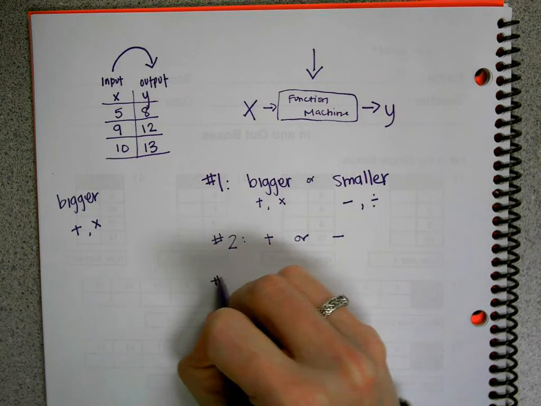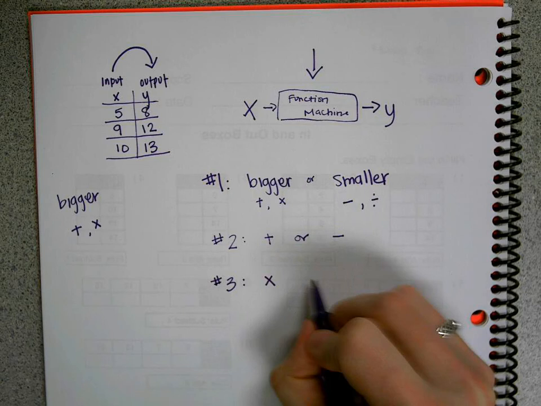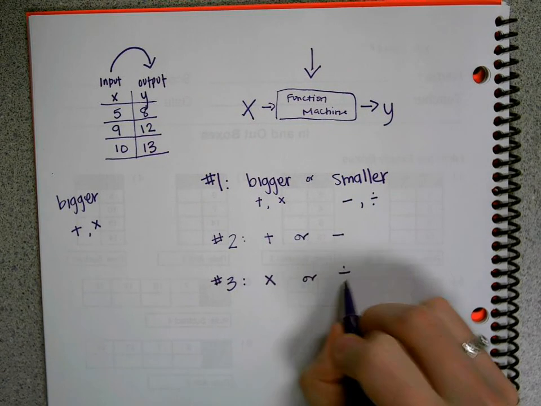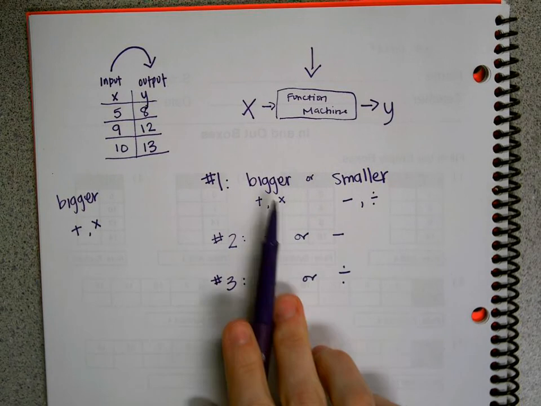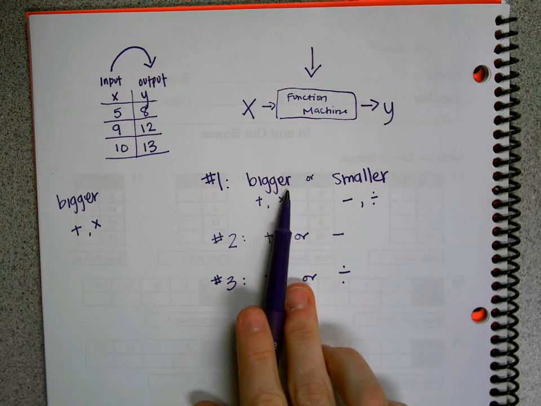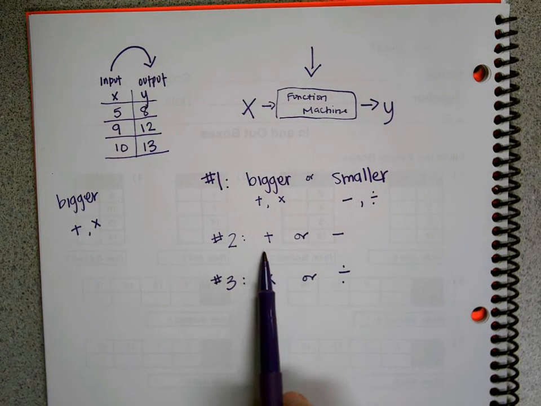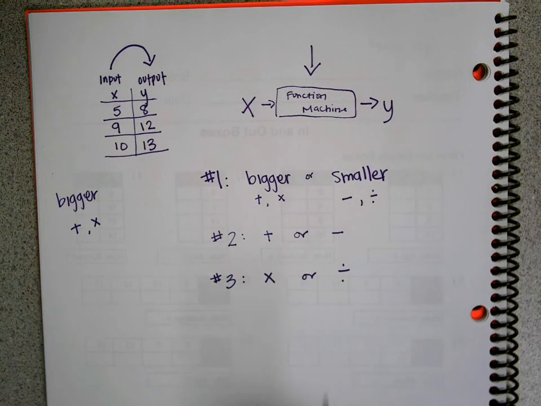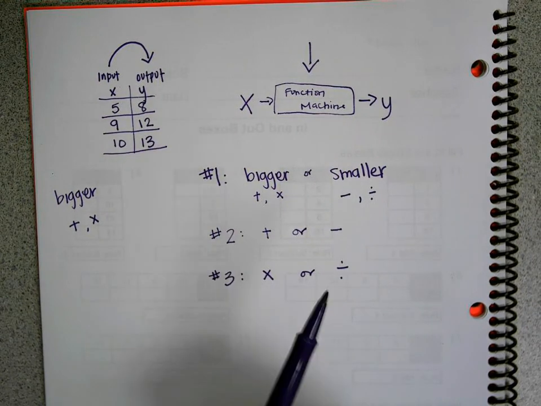Okay, if that doesn't work, then step number 3, you're going to try multiplication or division. Okay, so let's look at this one. We found out step number 1, our answer is getting bigger. So it's going to be addition or multiplication. And we want to try addition first. So how would we go from 5 to 8? Well, that's easy. We add 3.